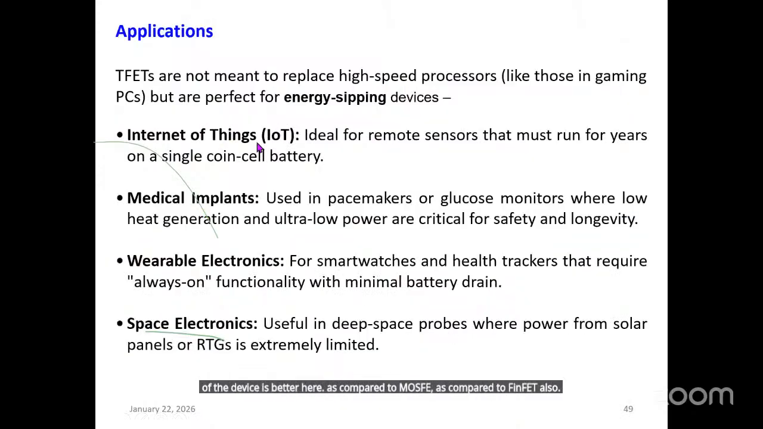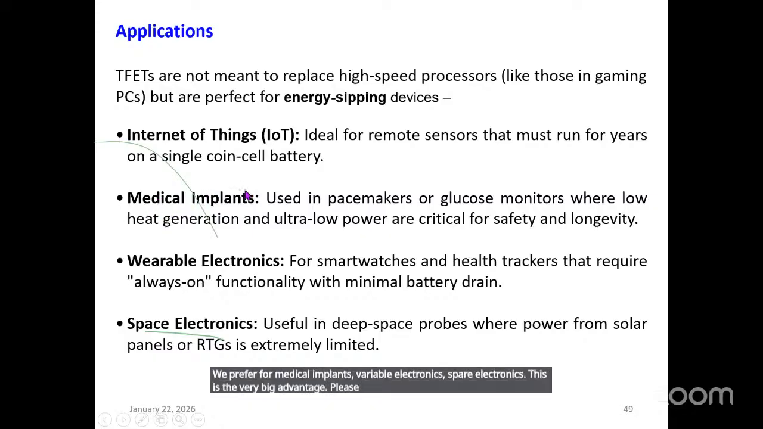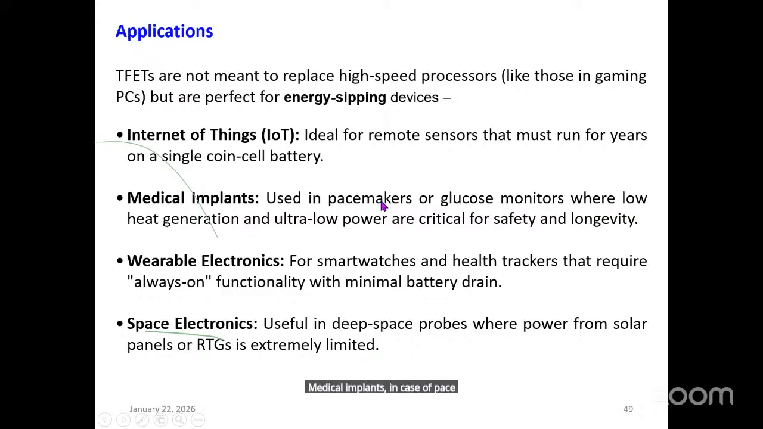Its applications are everywhere. When there is energy saving in IoTs, in wireless sensor networks and all IoTs, because of the low power dissipation, we prefer it for medical implants, wearable electronics, space electronics. This is a very big advantage. Please concentrate on these medical implants. In case of pacemakers, the pacemaker is sitting on the heart and taking care of the AV node, SA node, and giving the pulses to the heart. And once the surgery is done, the pacemaker is fit there.